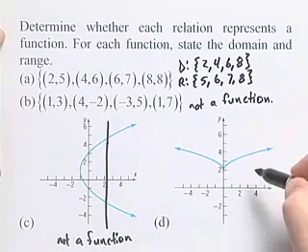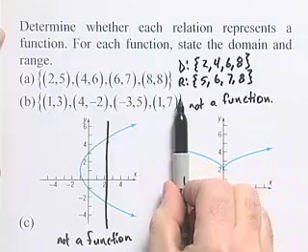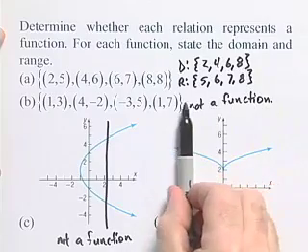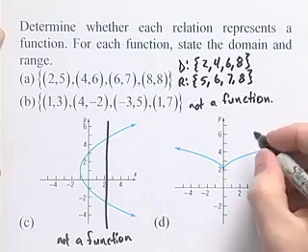In part D, we're also given a graph. If we imagine a vertical line and we slide that, there's no place along this graph where we can hit the graph in more than one place, and so this is the graph of a function.